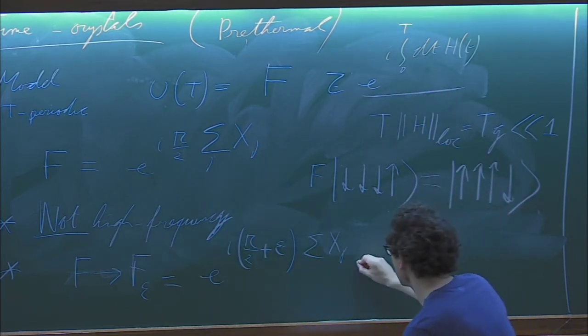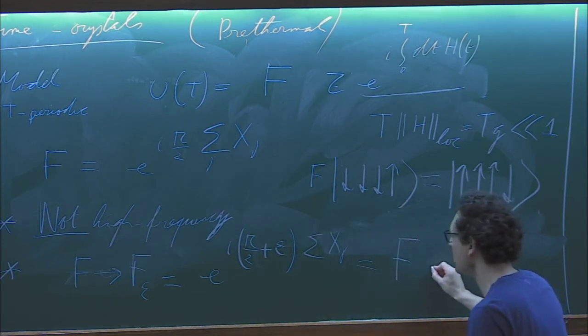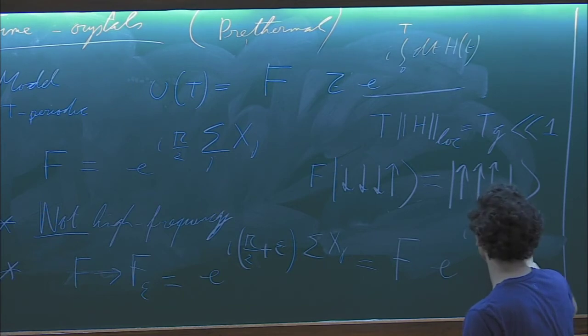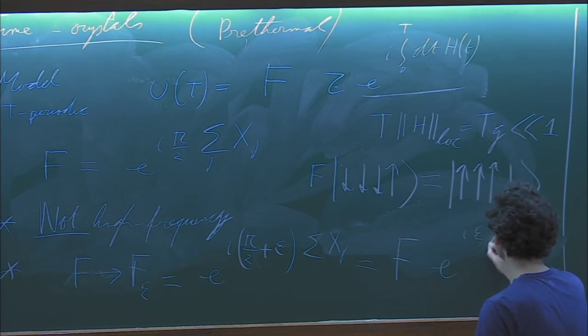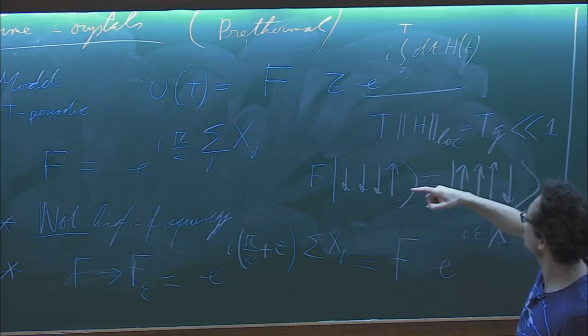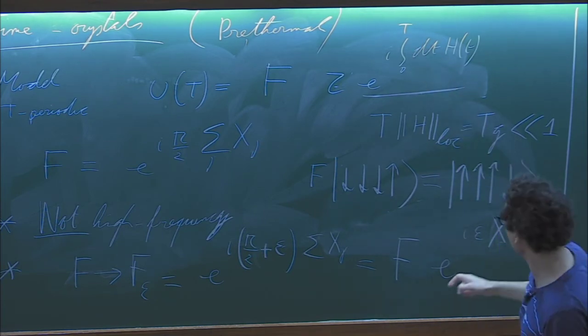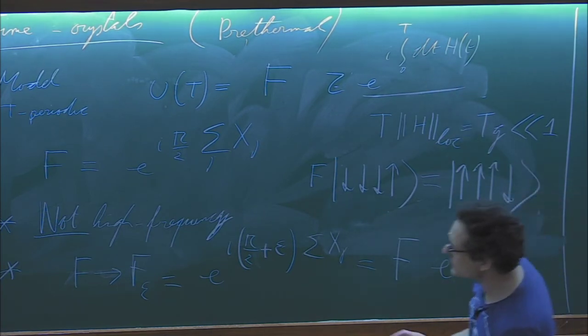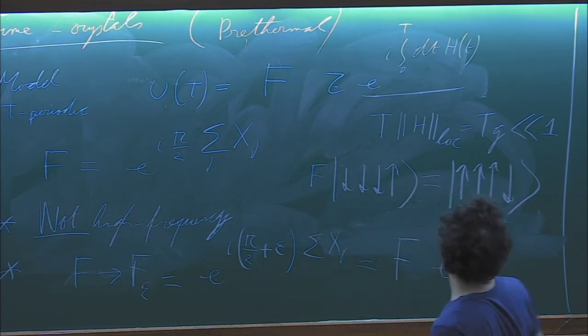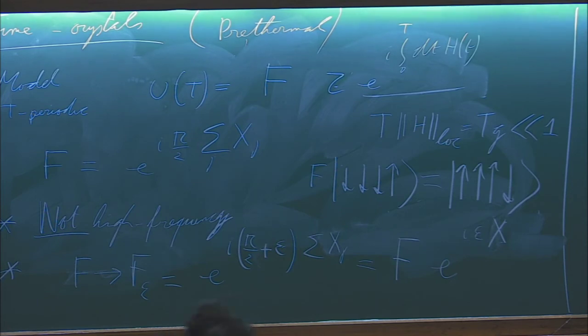So now this you can of course split as the original flip times i epsilon times the sum of X, and now this part can be added to the Hamiltonian. You just make a little space in the time evolution by extending T to T plus epsilon, and you include that term there. Okay, so I'm just stating that this model is not fine-tuned.